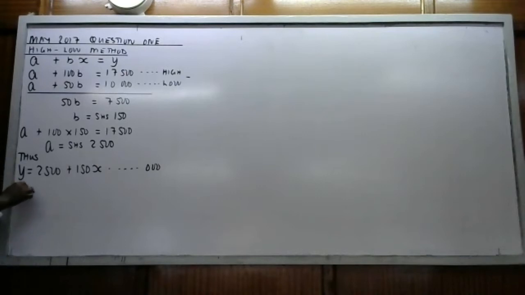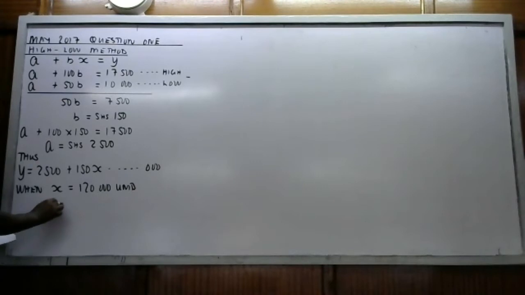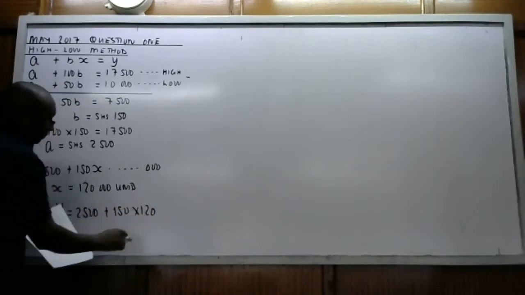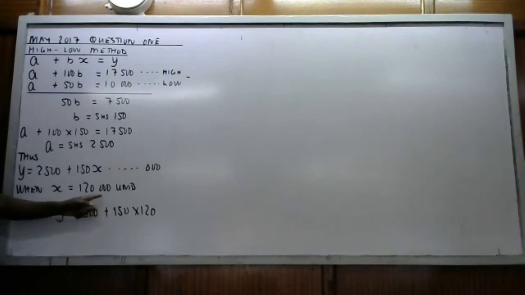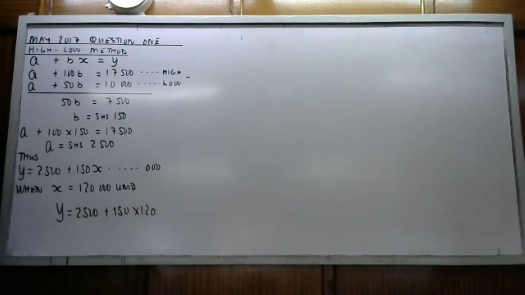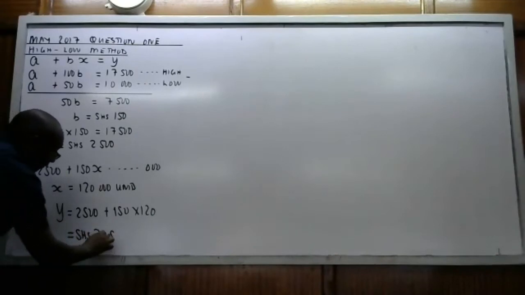So when x is 120,000 units, y will be 2,500 plus 150 times 120. This is the catch. Most people will put 120,000. But remember, the equation is in what? It's in thousands. So you have 20,500.